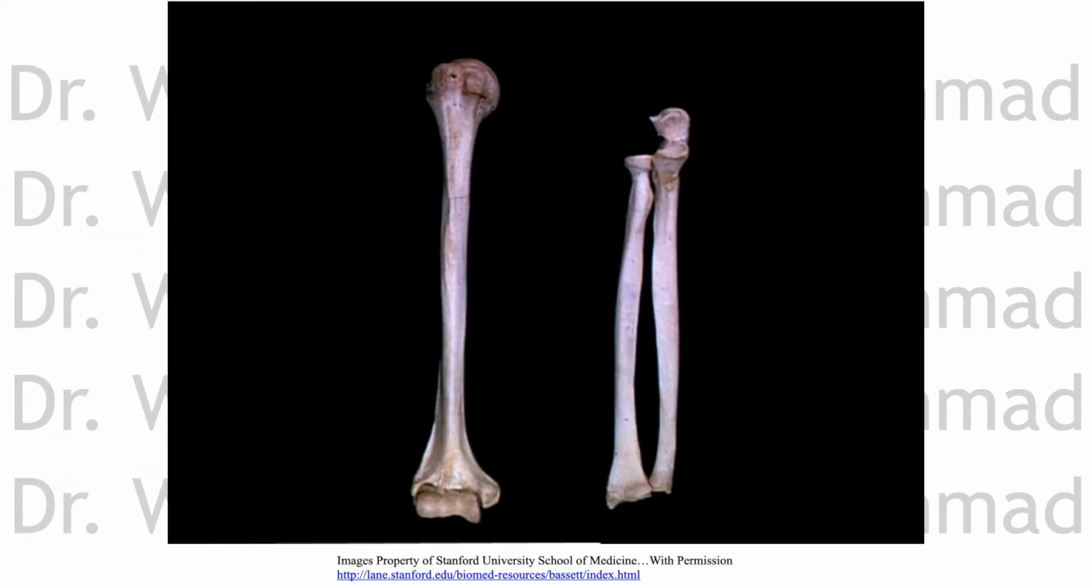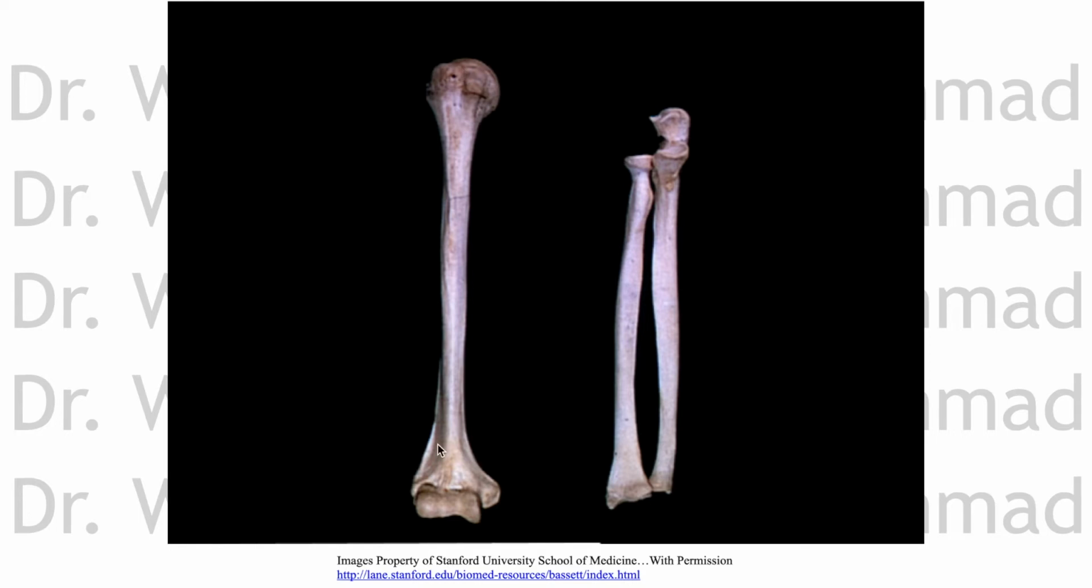Okay. This is a real bone. This is the humerus. This is the upper end of the humerus, the head, that articulates with the glenoid cavity. If you are asked about which part of the scapula the head of the humerus articulates with, the glenoid cavity, to form the shoulder joint.